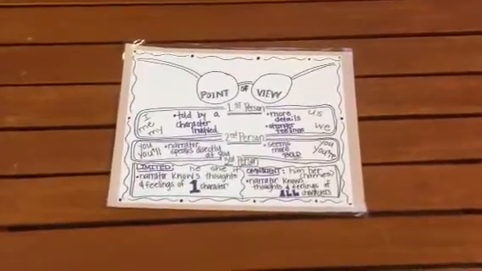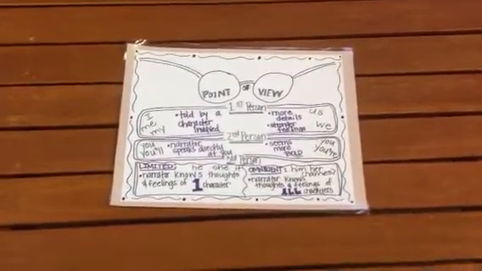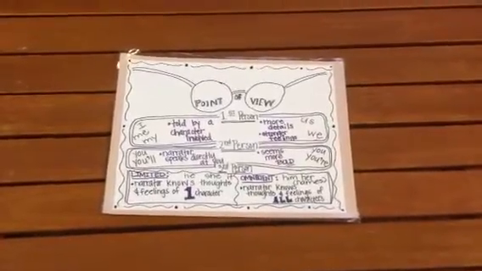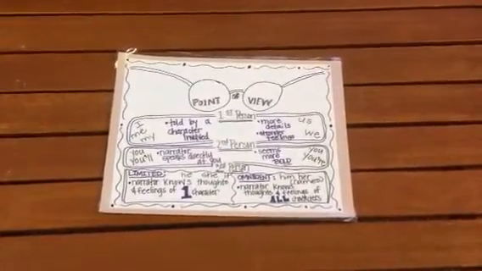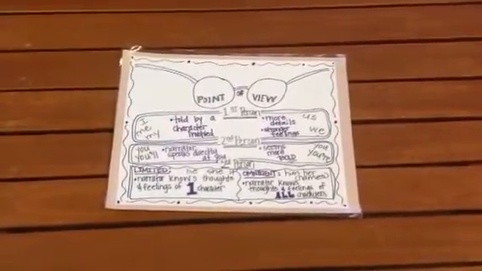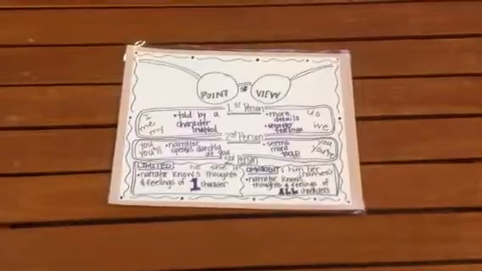In third person omniscient, you see either a name or him or her. The narrator knows the thoughts and feelings of all of the characters in the book, not just one or just the main character.